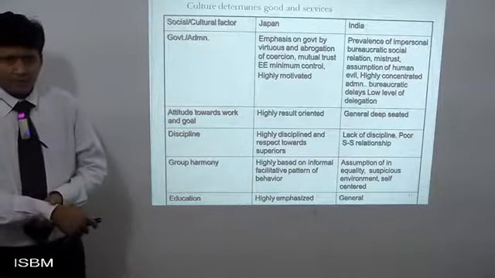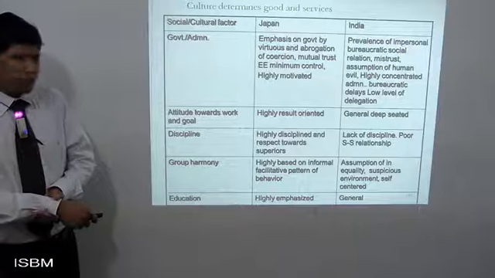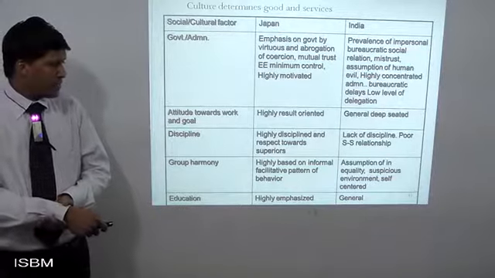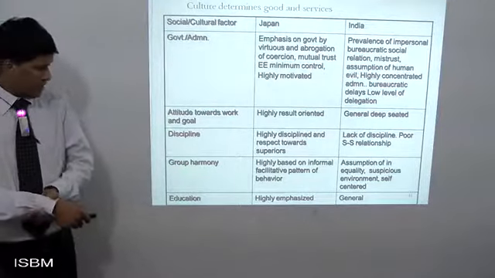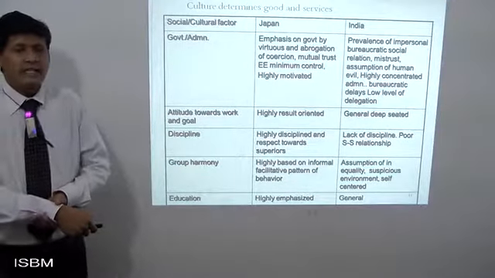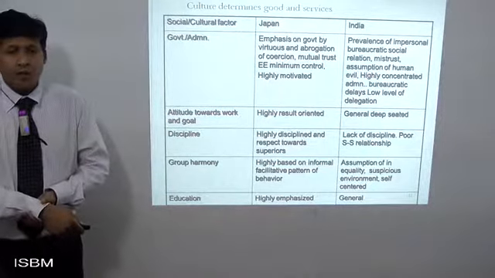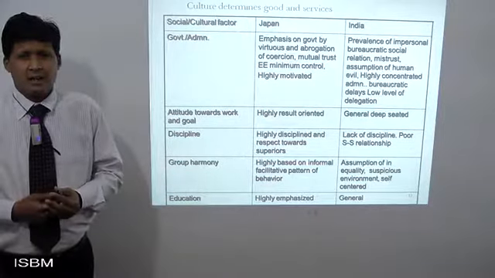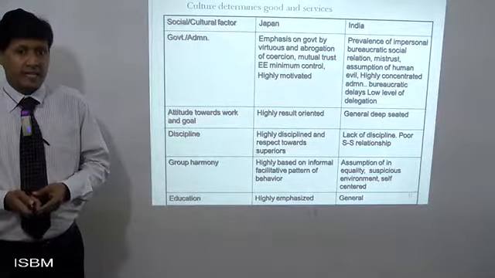Group harmony. When we speak of group harmony, here it is highly based on informal facilitative patterns of behavior, and here there is an assumption of equality, a suspicious environment, and self-centeredness. Education is highly emphasized. Here it is slightly general and varies a lot. Now these differences are quite a few if you see them in terms of relativeness.